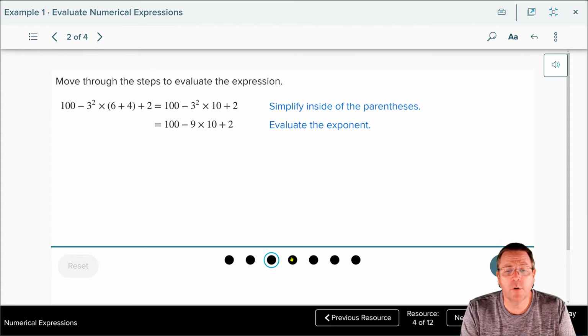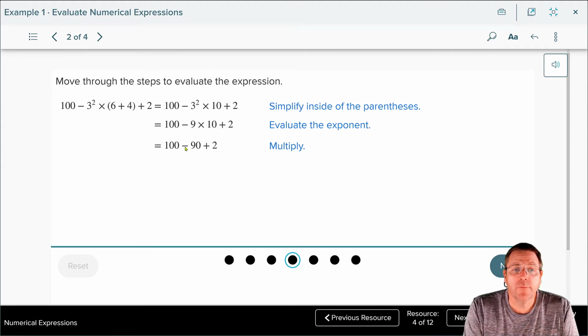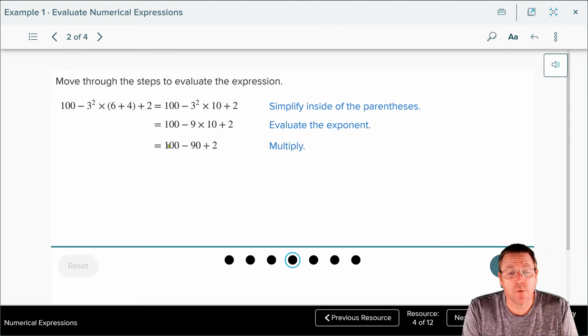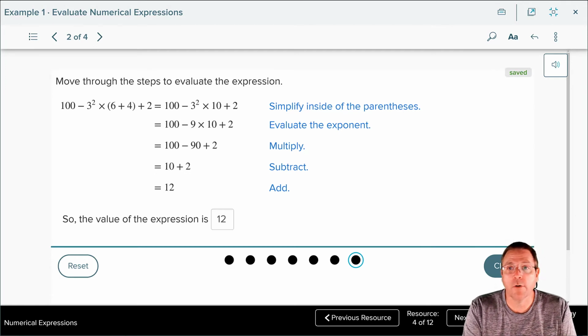9 times 10 is multiplication. That gave us 90, so that part came right here. And then from there, we have Aunt Sally, which is add and subtract from left to right. Now, even though it said add first, working from left to right, subtraction came first, and 100 minus 90, that's going to end up being 10. And then that 2 came down right there, 10 plus 2, that became 12. So you would put in 12 for your final answer.